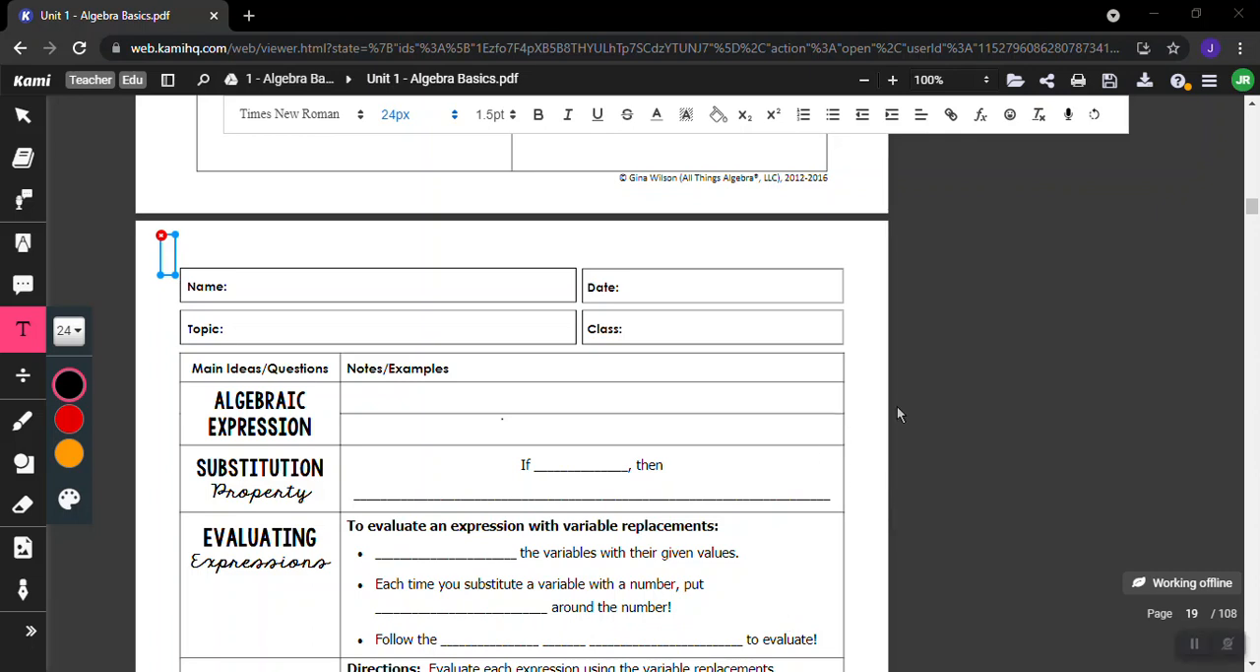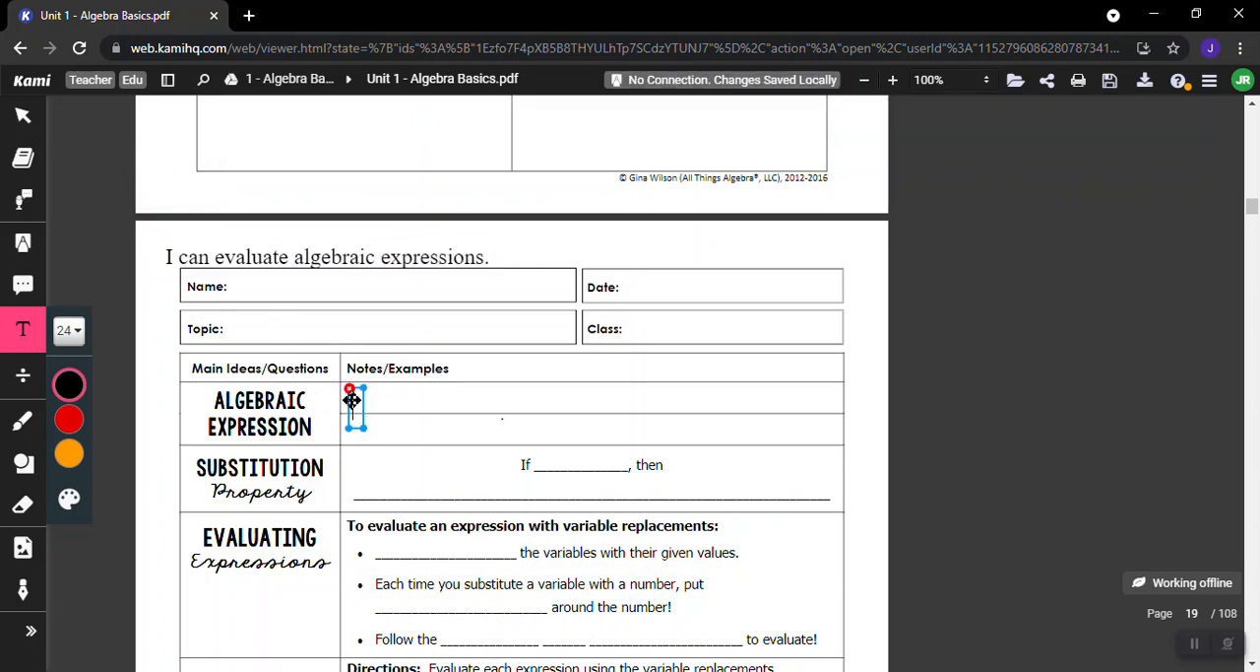Hello class, so today we are going to be talking about algebraic expressions. Up in the left hand corner of your notes here, I want you to go ahead and draw a little target. And today's target in their I can statements is: I can evaluate algebraic expressions.